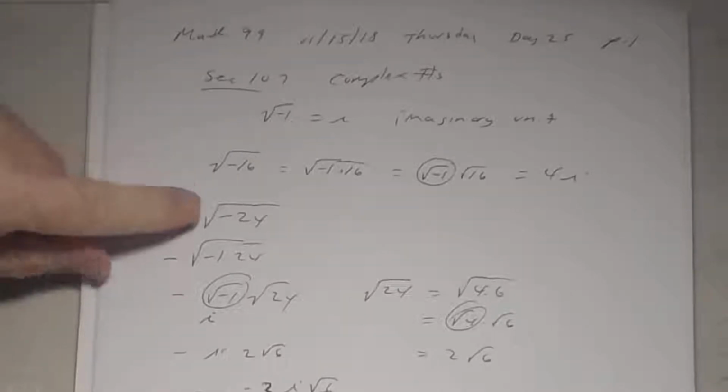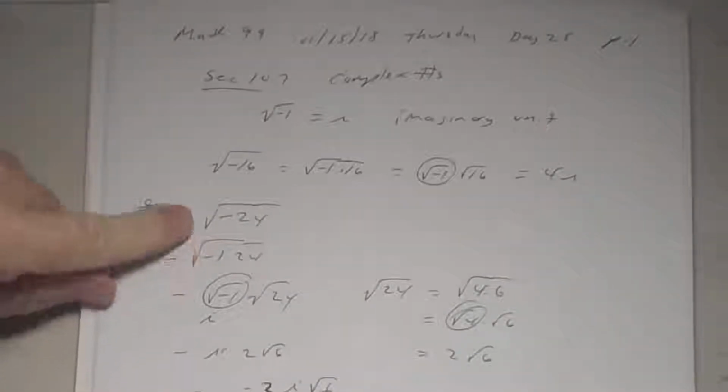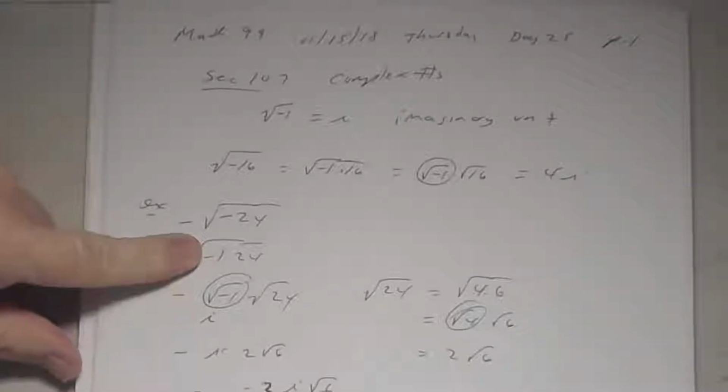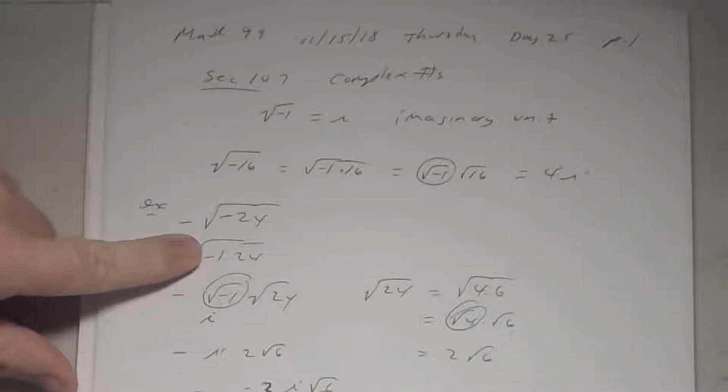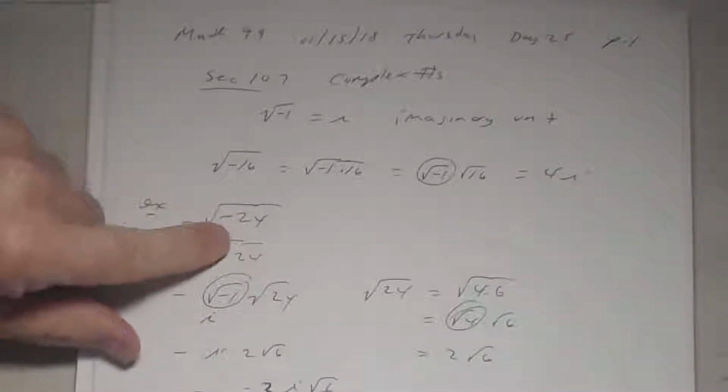So that was 10.7, complex numbers. All right, and then the one in your test is going to look something like the one we just did, where you will be taking the square root of a negative number, so that's where you get that i, and then you have to simplify the radical by finding a perfect square.